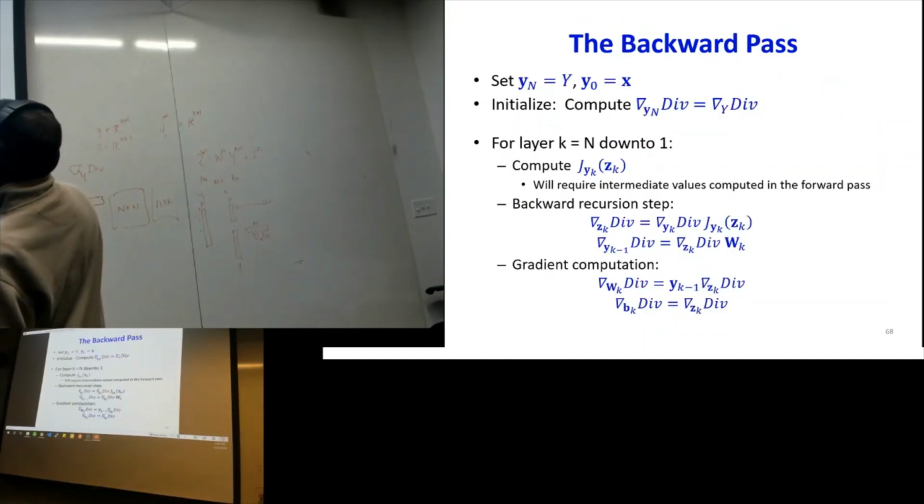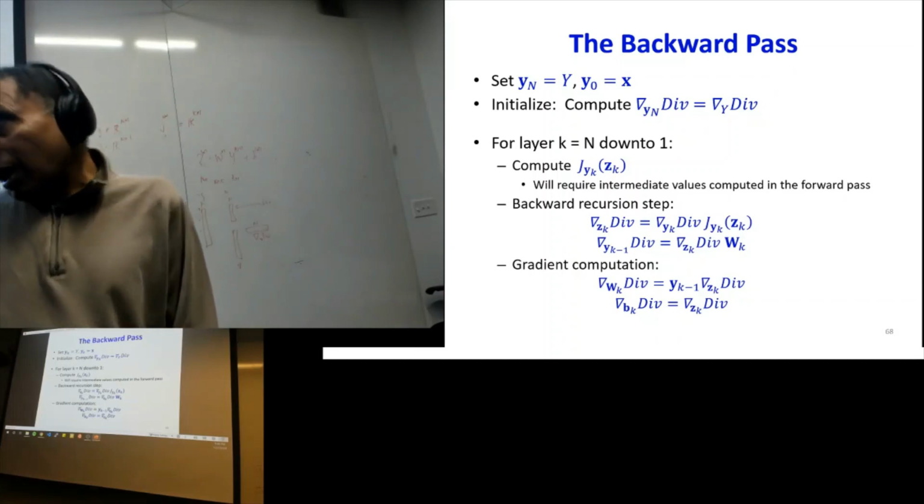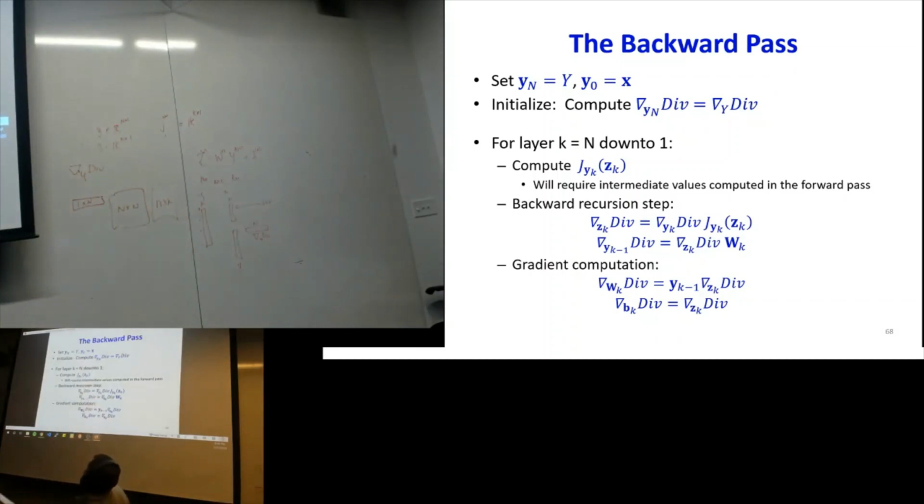So here is the overall backward pass. Here's what happens. We're going to initialize the input layer with x, and then you initially compute the derivative of the divergence with respect to the outputs of the network. And then as you go back through the layers, for each layer you would compute the Jacobian for the layer, and then to obtain the derivative of the divergence with respect to z, you just multiply the derivative of the divergence with respect to y by the Jacobian. Then to take a step back and compute the derivative of the divergence with respect to the output of the previous layer, you multiply what you just computed by the weights matrix.